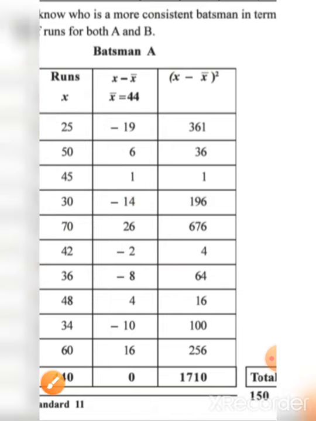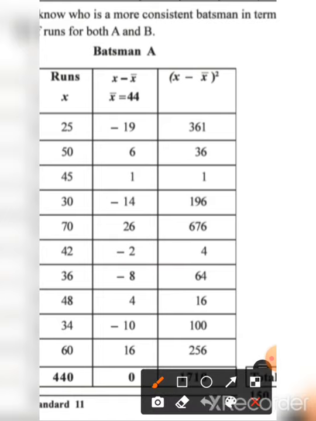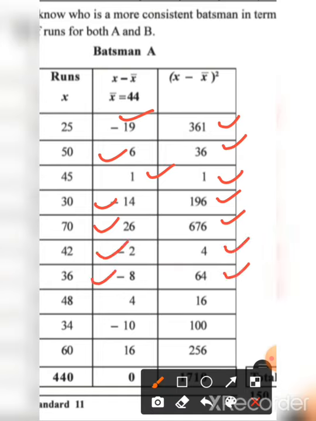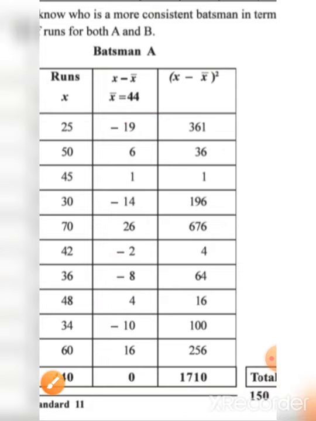Similarly, as you do the square of it, minus 19 whole square will give you 361. 6 6s are 36, 1 1s are 1, minus 14 square is 196, the square of 26 is 676, the square of minus 2 is 4, the square of minus 8 is 64, 4 4s are 16, 10 10s are 100, 16 16s are 256, minus 10 would be plus 100 if you do the square of it, and then you are going to do the total of it. The total of it is coming up to 1710.